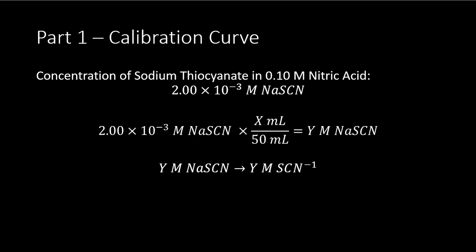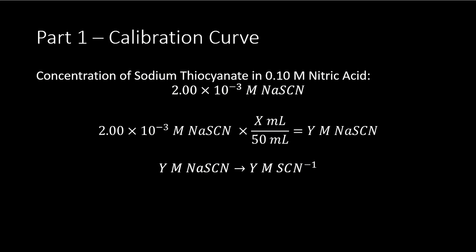When we get into the concentration of sodium thiocyanate in 0.10 molar nitric acid, that is just what the stock bottle says, 2 times 10 to the negative third molar sodium thiocyanate. Now, in reality, we're going to be diluting this to different final concentrations. For part one, to find the concentration of sodium thiocyanate, take that starting molarity, 2 times 10 to the negative third, multiply it by the amount of milliliters you take of that stock solution, and then divide by 50 milliliters to get your new concentration of sodium thiocyanate.